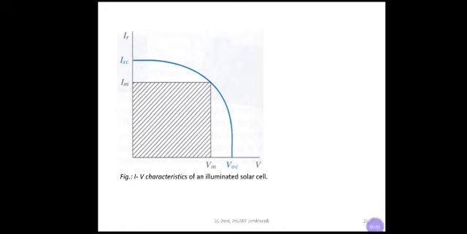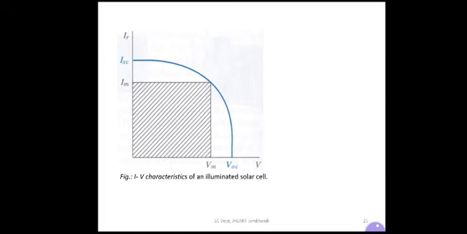Hello everyone. In the previous class we discussed the solar cell, its advantages, disadvantages and applications. A small part was left out: the VI characteristics of an illuminated solar cell. So that we'll discuss first. As you can see from the figure, this figure shows the VI characteristics of an illuminated solar cell.